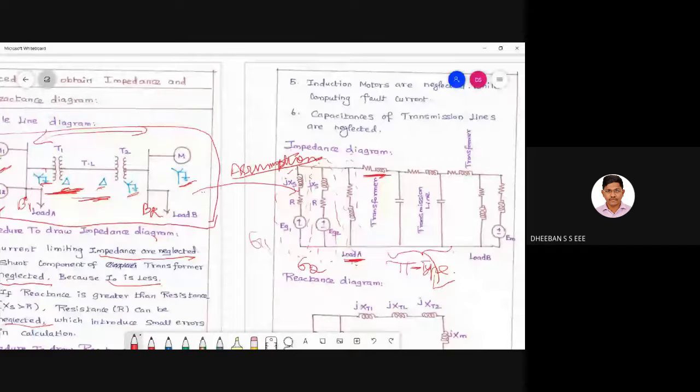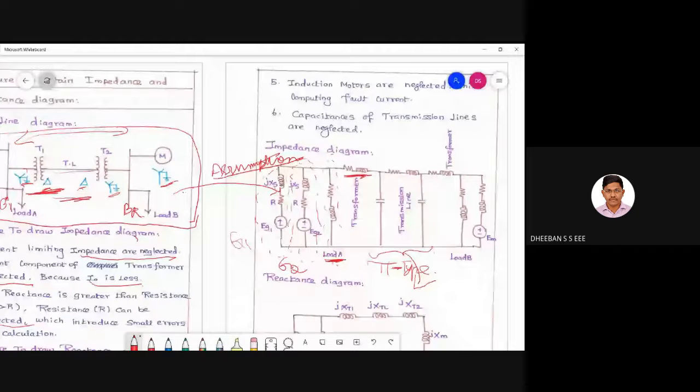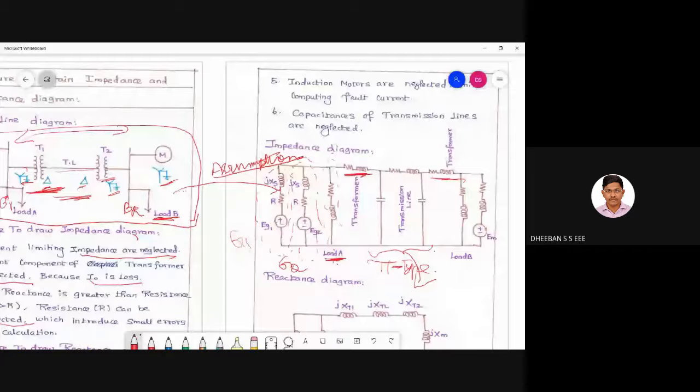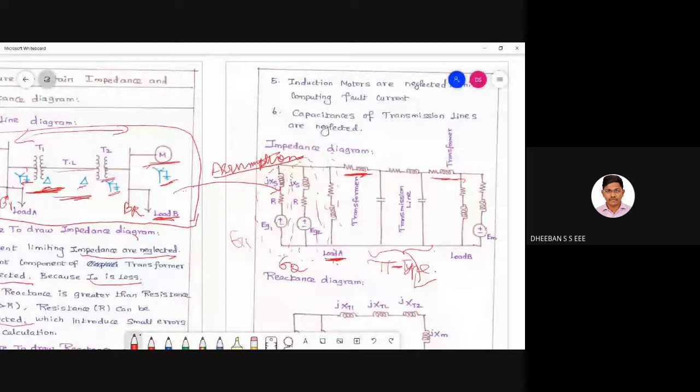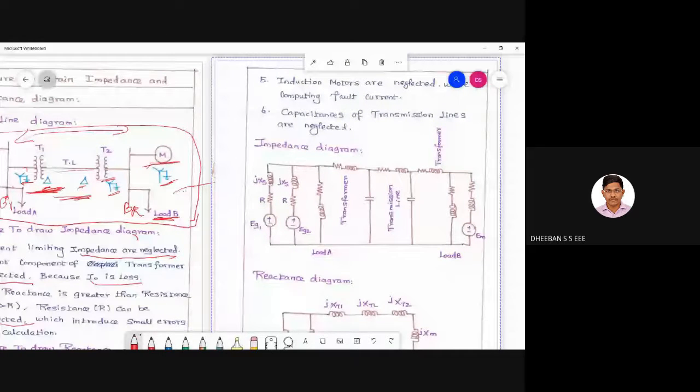After this you have to go for the interconnection, and the first interconnected element is your transformer T. After this comes your pi-type transmission line, and after that you'll get another transformer, and then your load B, and finally your motor M. So this represents your motor M. This is the method by which you can draw your impedance diagram. I hope you are able to understand it.